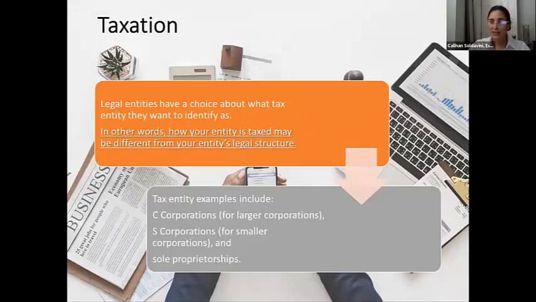And we already talked about taxation, and this is very, very far outside of my expertise, but what I can emphasize is that you should consult a tax professional, because just because you are a corporation doesn't mean you have to be taxed as one. For example, the most common form I said is an LLC taxed as a sole proprietorship or a partnership maybe. Legal entities have a choice about what tax entity they want to identify with. So in other words, just because your entity is, for example, an LLC or corporation, doesn't mean you can't be taxed as something else. That could include C corporations, S corporations, and sole proprietorships. So it is a worthwhile investment to talk to a tax professional, who will know what is most beneficial to you.